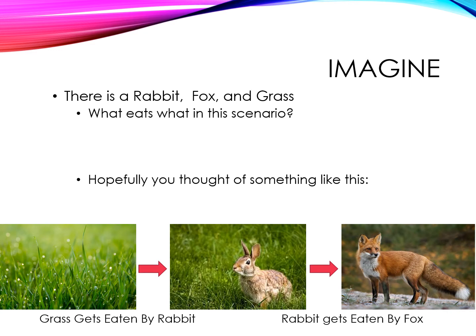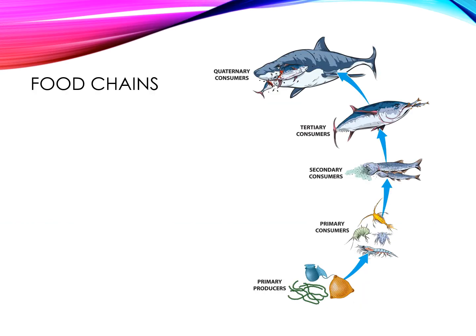The arrows point in the direction of the one doing the eating, and this makes sense because it shows the direction of the energy flow. So by putting them in order, the grass gets eaten by the rabbit and the rabbit gets eaten by the fox, you've basically created your first simple food chain. Yay! Food chains.